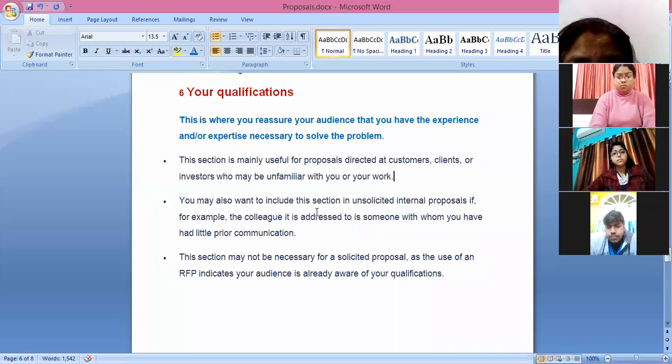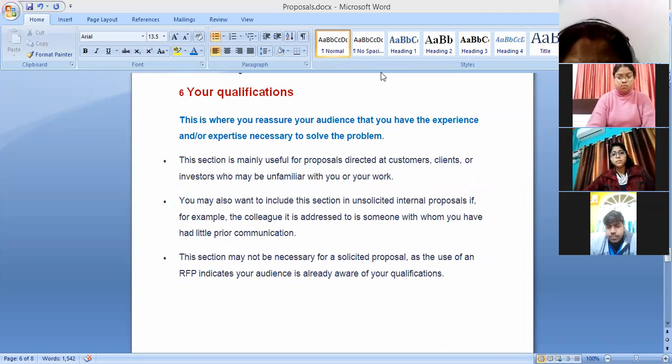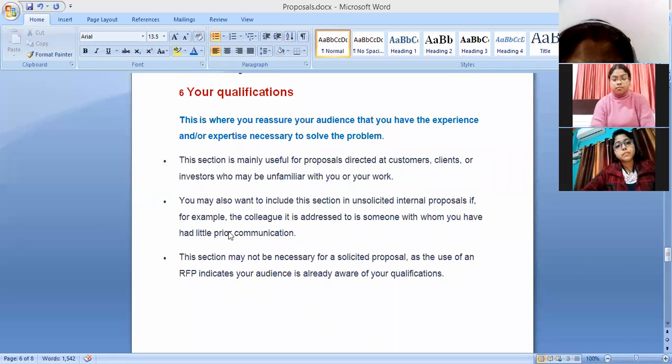You may also want to include this section in an unsolicited internal proposal if, for example, the colleague it is addressed to is someone with whom you have had little prior communication.